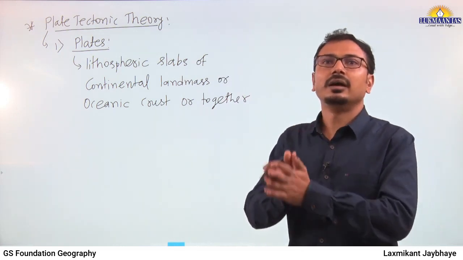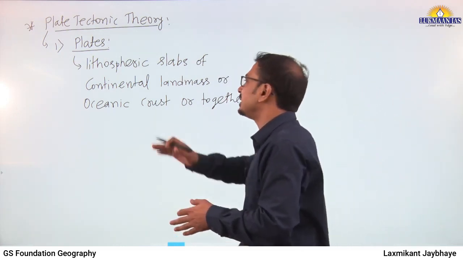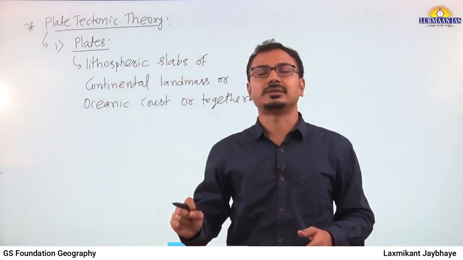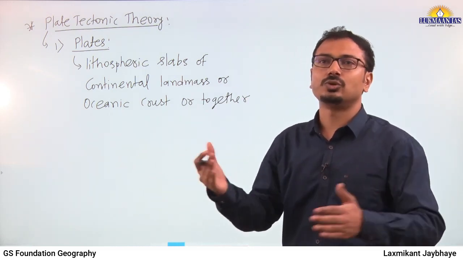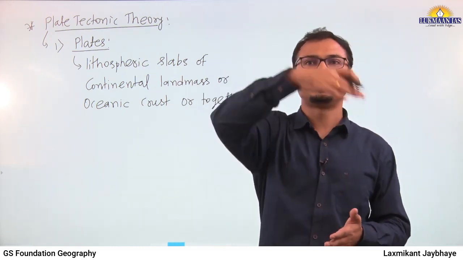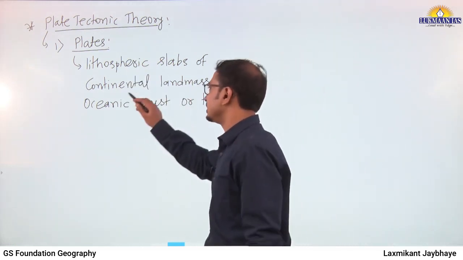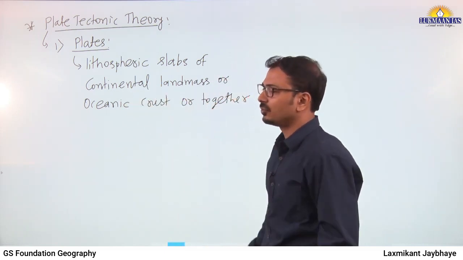However, here in plate tectonic theory, we are able to understand that plates do not consist only of continental masses. Rather, together along with ocean floor also, one complete lithospheric slab will be there. This lithospheric slab can consist of some part of continental landmass and some part of ocean floor also.